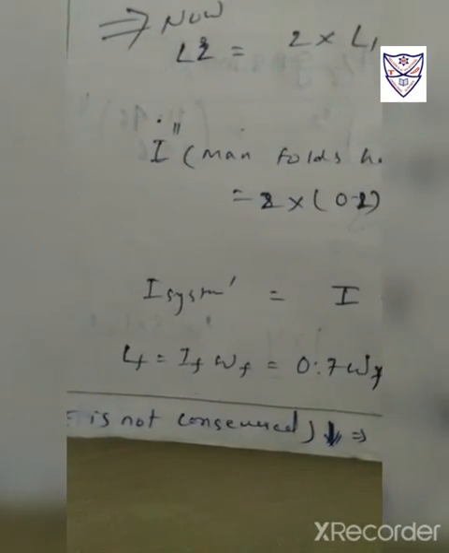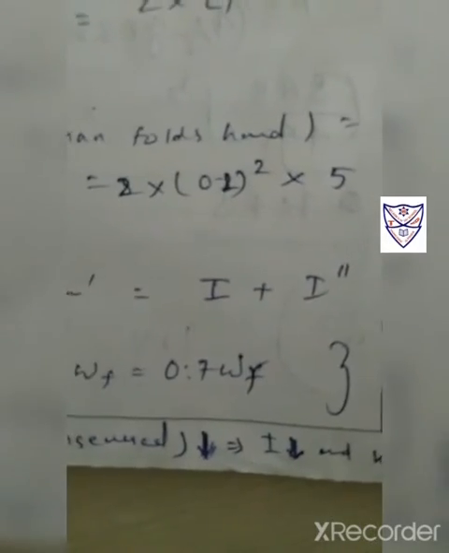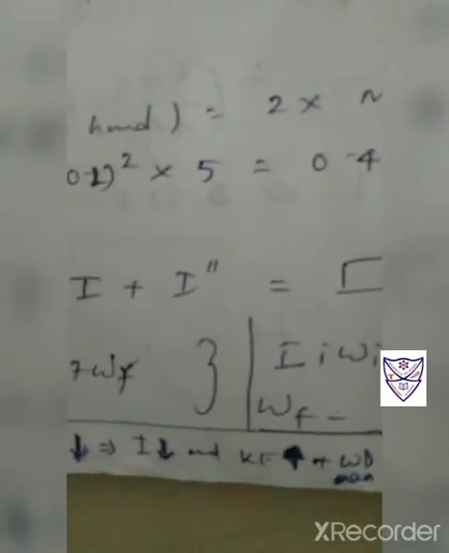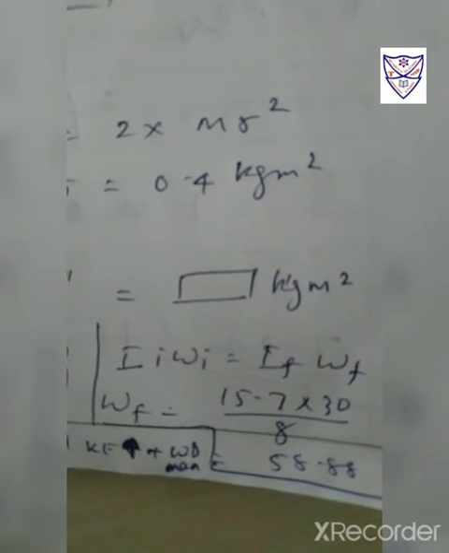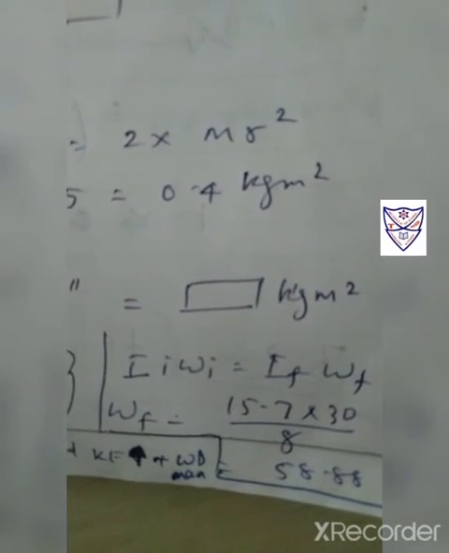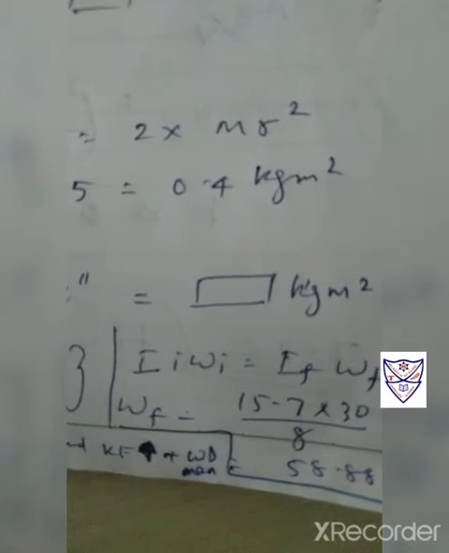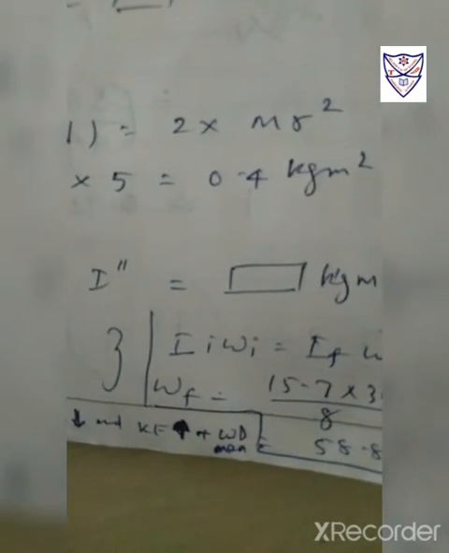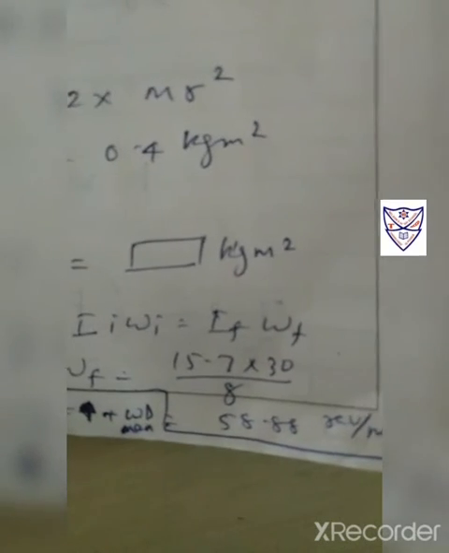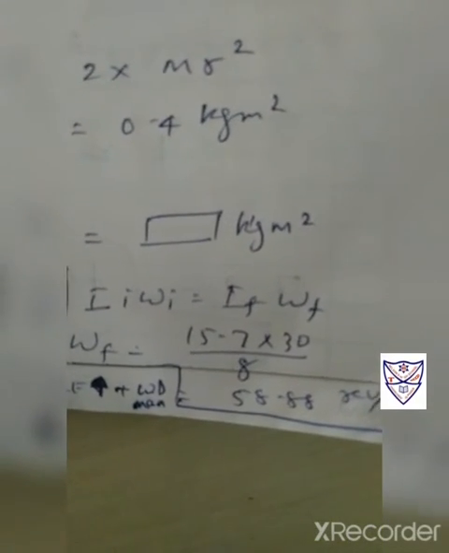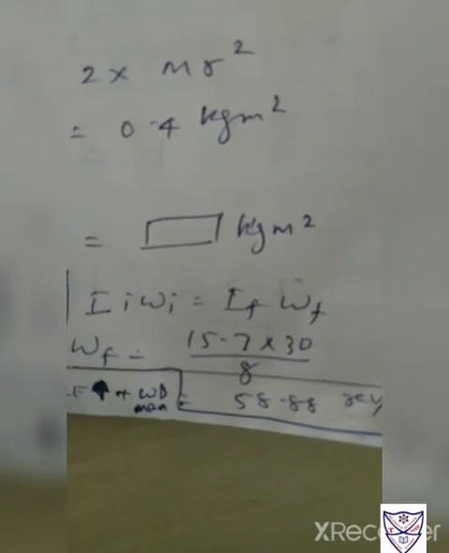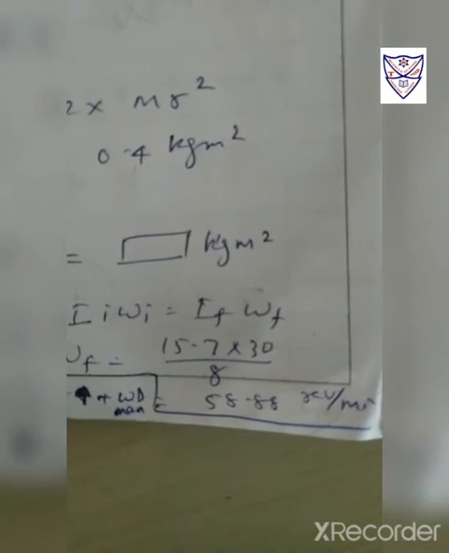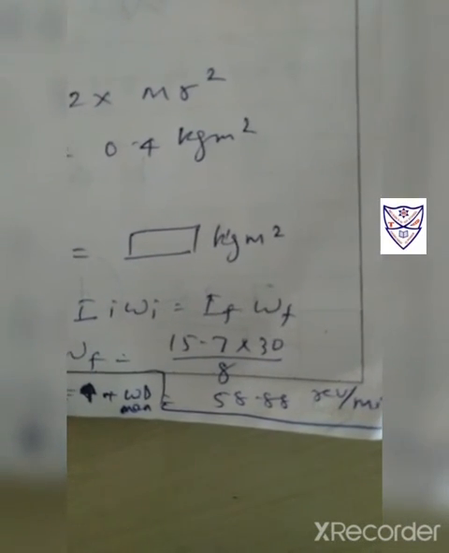Total L is equal to I omega is equal to 0.7 omega f, and thus you can write I omega, initial and final condition, equal to If into omega f. So omega f is equal to 15.7 into 30 divided by 8, which is equal to 58.88.